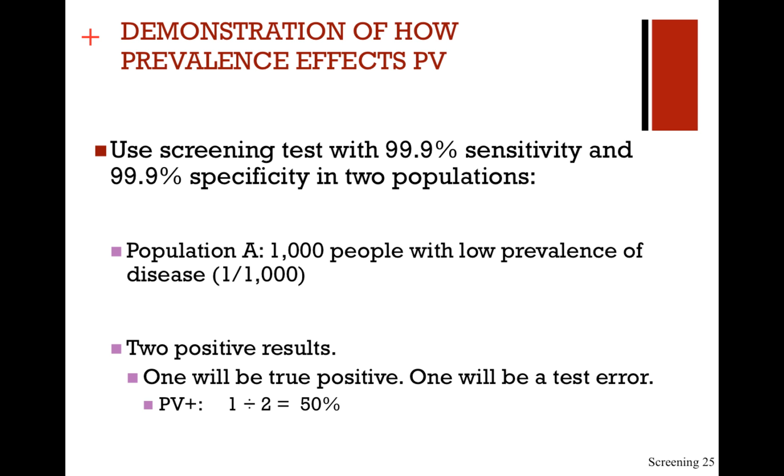end up screening with 99% sensitivity and 99% specificity. You're going to get 2 positive results. One will be a true positive, one will be a test error, meaning your positive predictive value will be 50%. You've got a 50-50 chance if you're screened positive of actually having that disease. Right, so this is 1,000 people, one has the disease, somebody else was screened as positive but they don't have the disease. So you've got a 50-50 chance of finding the right person with that particular screening test.